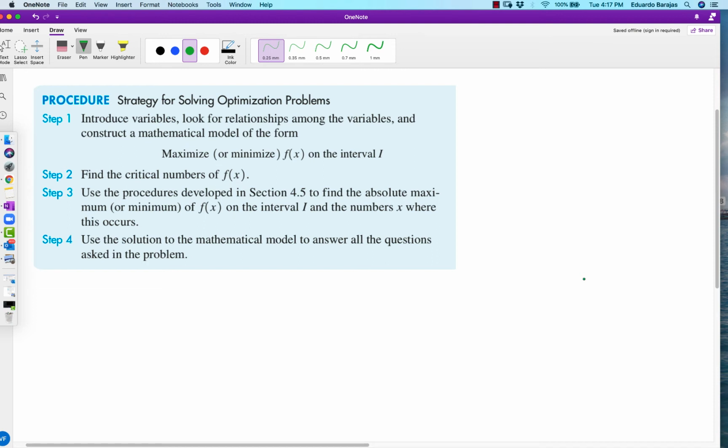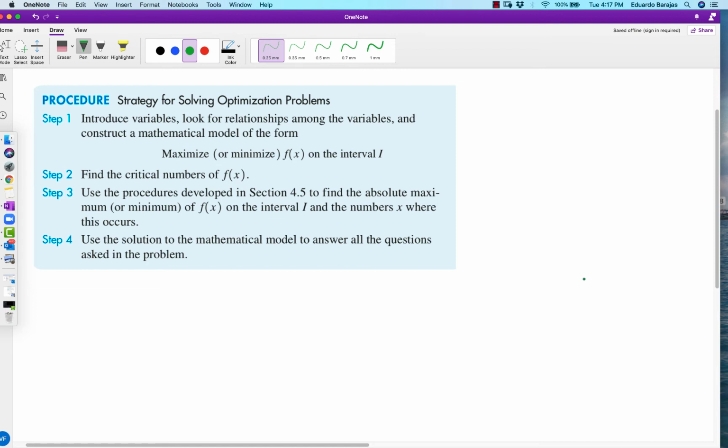We want to construct a mathematical model of the form maximize or minimize f of x on the interval I. So we want to focus on what it is we want to maximize or minimize, right? Maximize the area or minimize the cost or maximize the profit. Whatever it is we want to minimize or maximize, that's the equation we want to target, focus on. So zero in on that equation and see how many variables are involved in that equation.